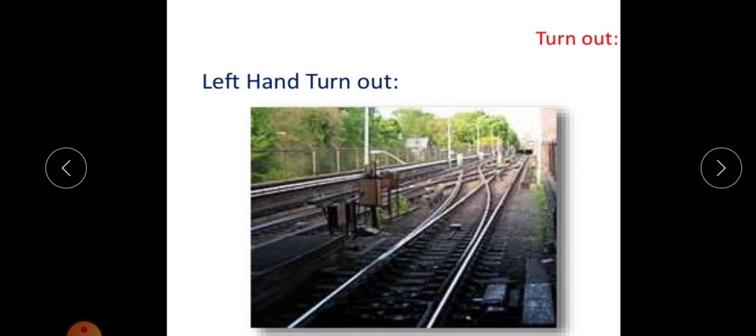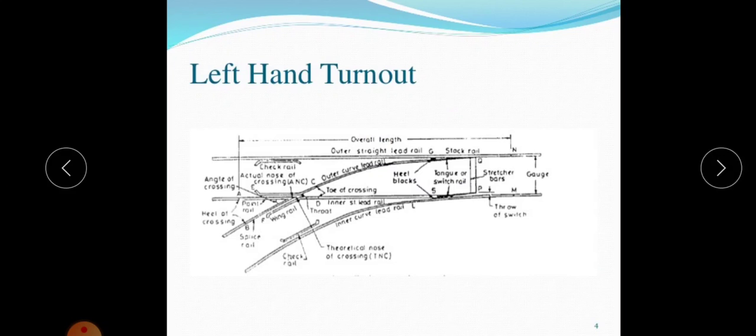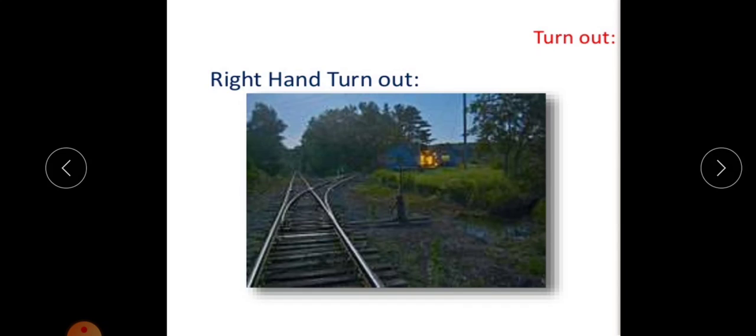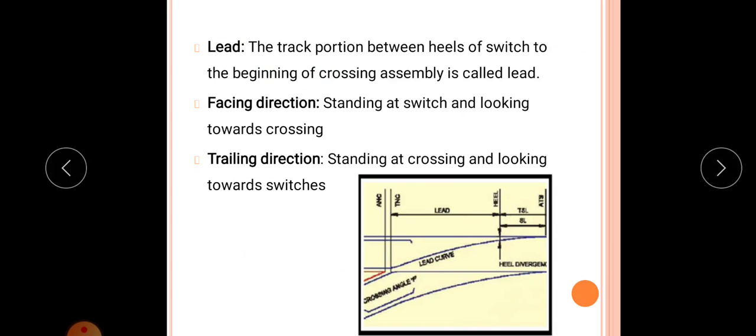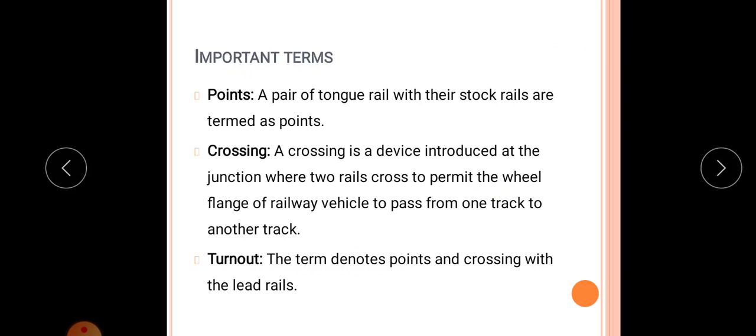Okay, so this is about different types of turnout. These are some basic definitions. You should read the textbook. Next class we can discuss the different components of switches. A switch is a combination of a pair of tongue rails with a stock rail. So next class we can discuss this first part. Okay, so thank you.